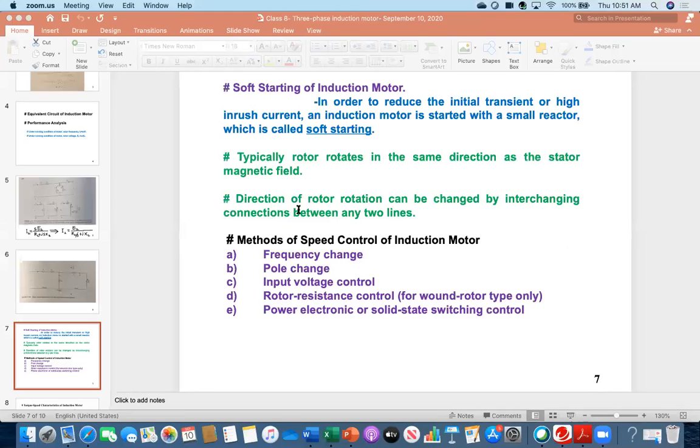You see, that is the meaning I was telling. Direction of rotor rotation can be changed by interchanging connections between any two lines. And that is the first thing I told: the rotor rotates in the same direction as the stator magnetic field.